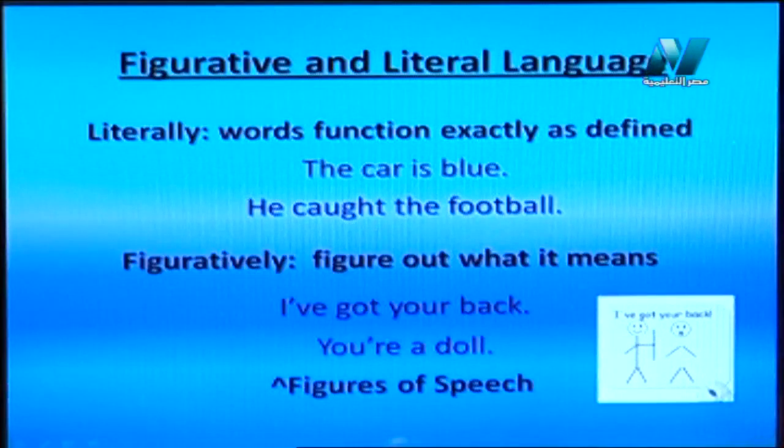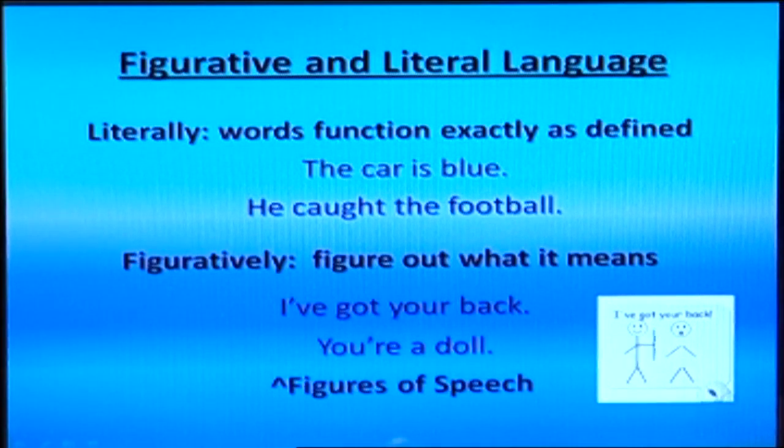So, literally, this is the difference that you asked for. The literal words function exactly as defined. When I say the car is blue, the car is blue. The literal words express the same thing as the words say. For example, he kicked the football, so he kicked the football. But if I say something figuratively, you have to figure out what it means. I will say it and you figure out what it means. This is why we call it figurative.